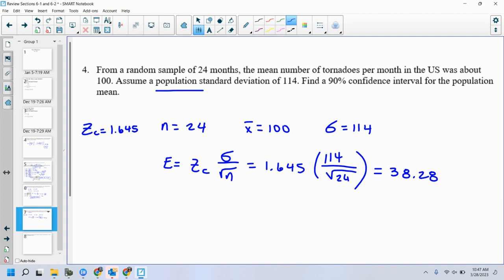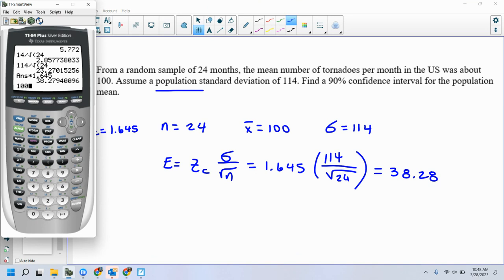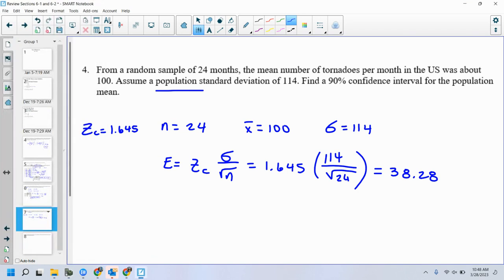Okay, so above and below 100, right? So 100 minus 38.28, 61.72, and 138.28. Do we want to go to the whole number? What would it be, 62 or 61? You could round. Yeah, that doesn't require any weird rounding rules. Good job. I'm proud of you.